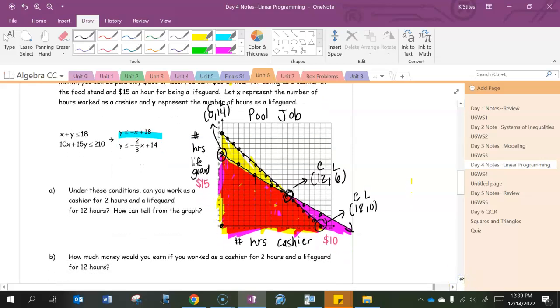All right, so now under these conditions, can you work as a cashier for 2 hours and a lifeguard for 12? So cashier 2, lifeguard 12, and yeah, that is in my feasible region. So yes. And we know because (2, 12) is in the feasible region.